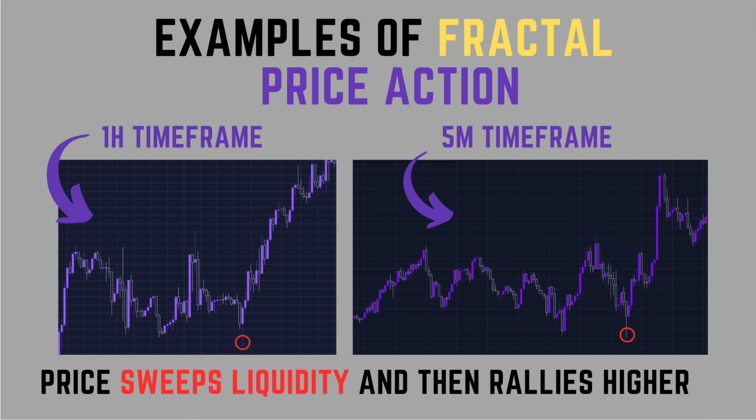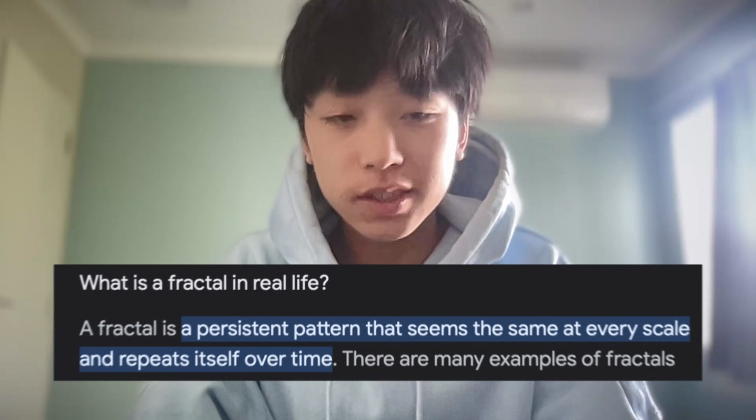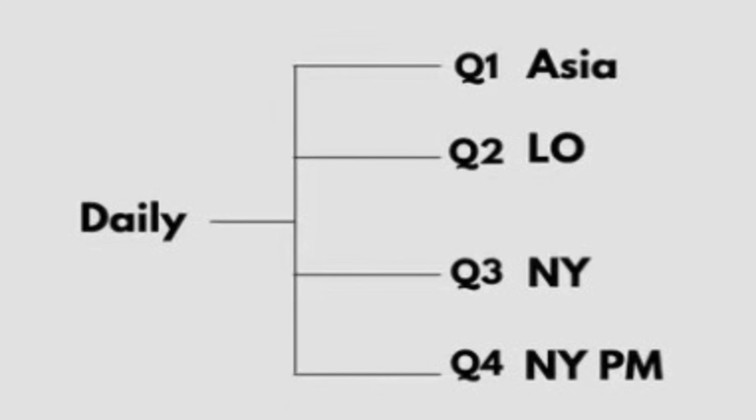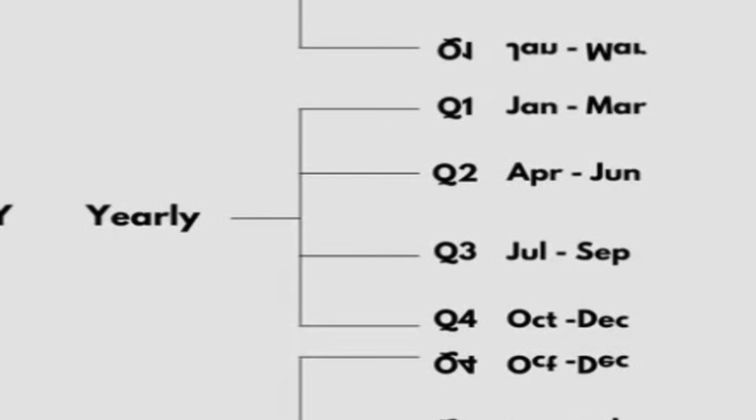So, we have to understand that price is fractal. What does fractal mean? Fractal means it can work on basically any single time frame. It can work on the daily, it can work on the weekly, it can work on the yearly. And we're going to be going through a few examples today.